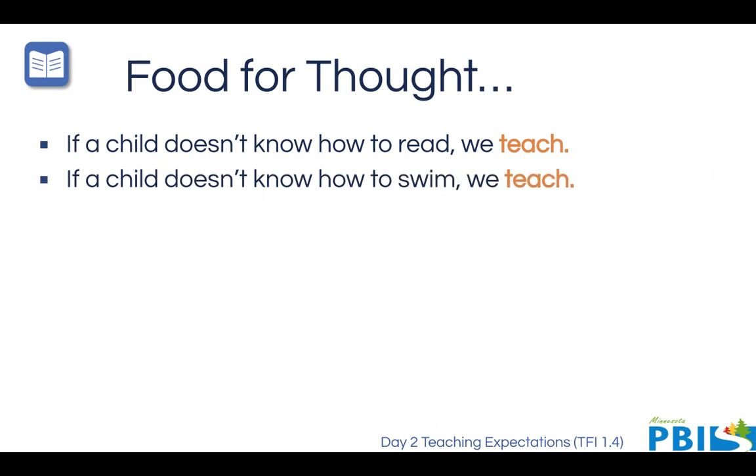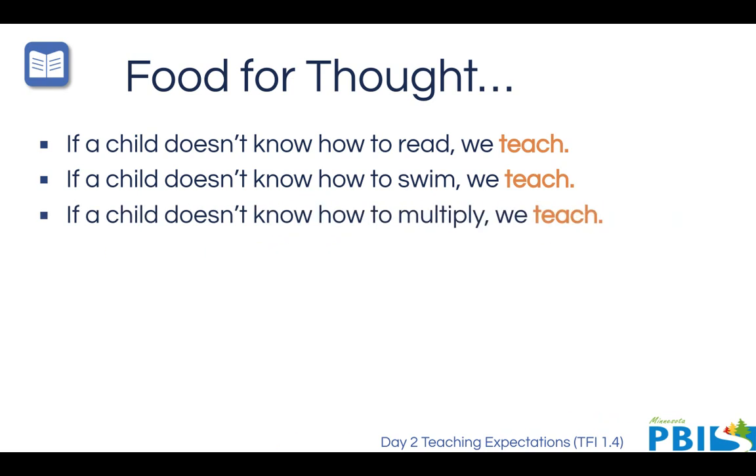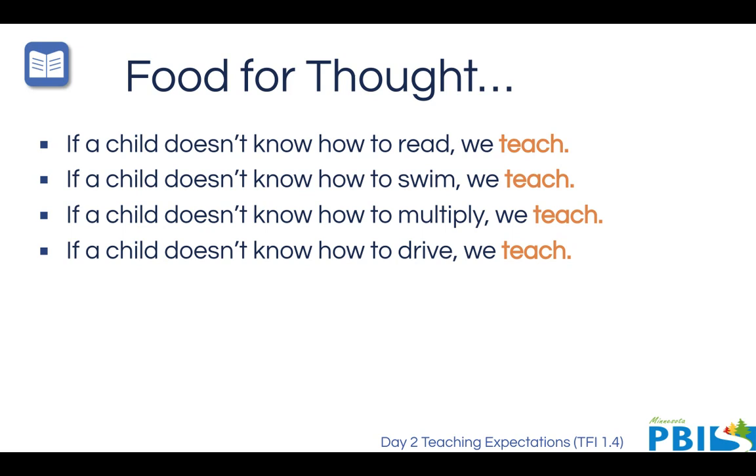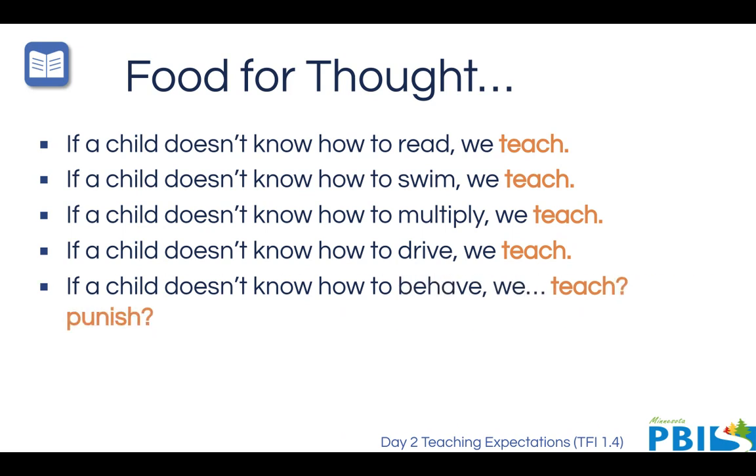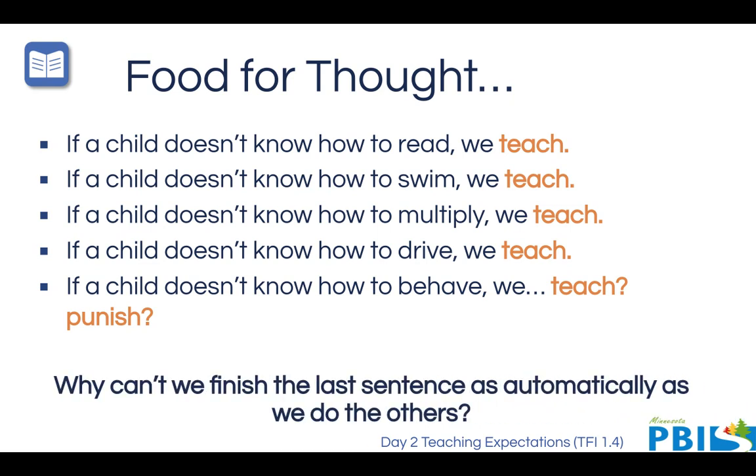If a child doesn't know how to swim, we teach them how to swim. If a child doesn't know how to multiply, we teach them how to multiply. If a child doesn't know how to drive, we teach them how to drive. If a child doesn't know how to behave, what do we do? Do we punish? Do we give consequences? Or do we teach them how to behave? We can't finish the last sentence. If we can't finish the last sentence as automatically as we do the others, there's a change that's needed in our building.